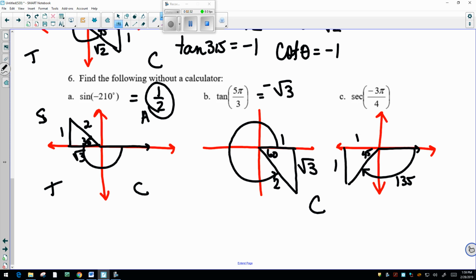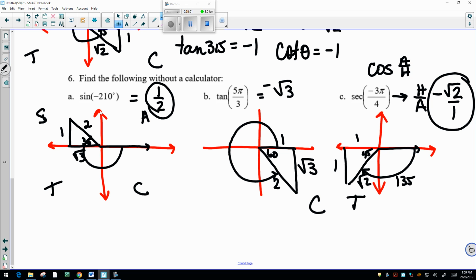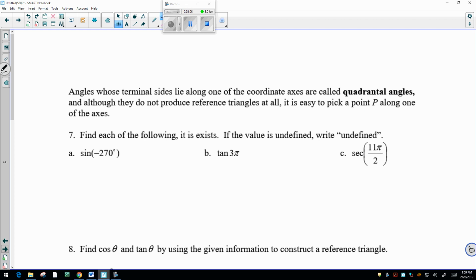So 1, 1, square root of 2. Secant is the reciprocal of cosine. We know that cosine is adjacent over hypotenuse, so I'm looking for this to be hypotenuse over adjacent. My hypotenuse is the square root of 2, and the adjacent side is 1. Then again, all students take, so only in this section are tangent and cotangent positive, which means this answer has to be negative.